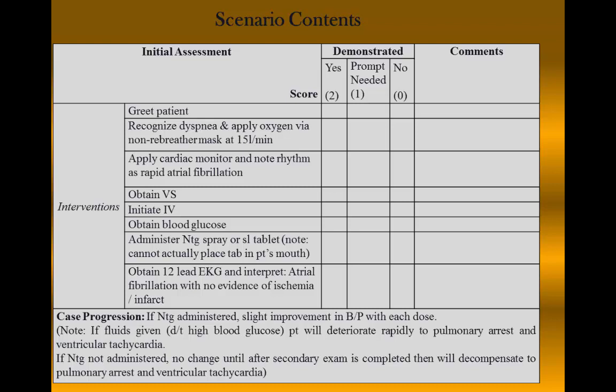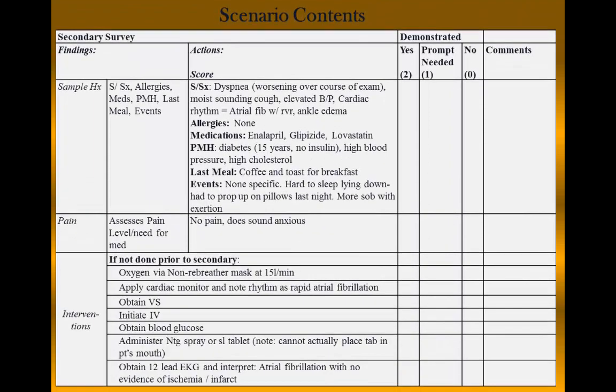After the primary assessment, all of the expected interventions are listed so that they can be scored in the rubric. You will see a portion of that here, as well as how the case is then expected to progress. The secondary survey or assessment follows and again lists all the interventions that should be completed by the students.